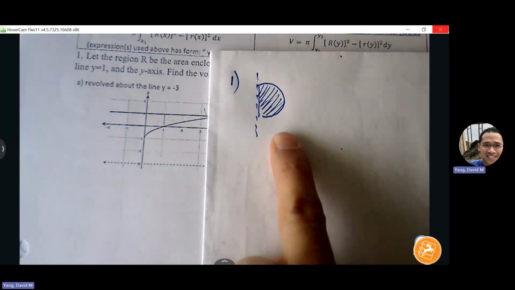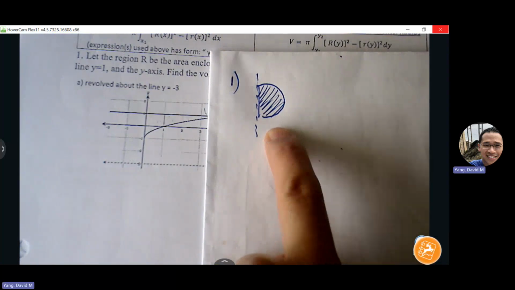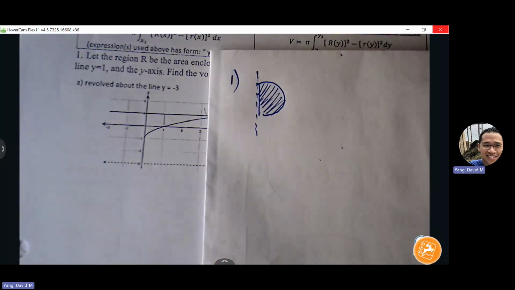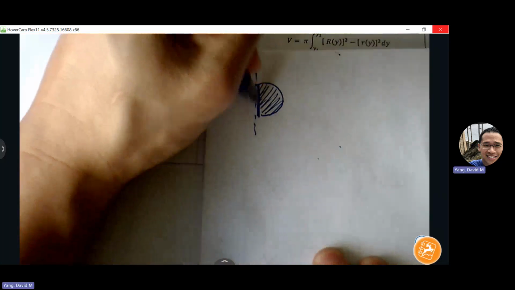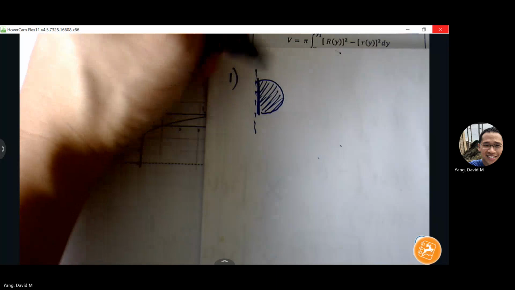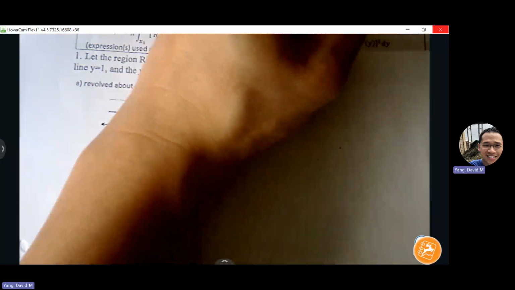Which one will this be, disk or washer method? Disk, right? You see there's no gap at all. It's a flat surface. That dotted line is right up against the straight, horizontal, flat surface of the shaded region. So this is going to be disk method.